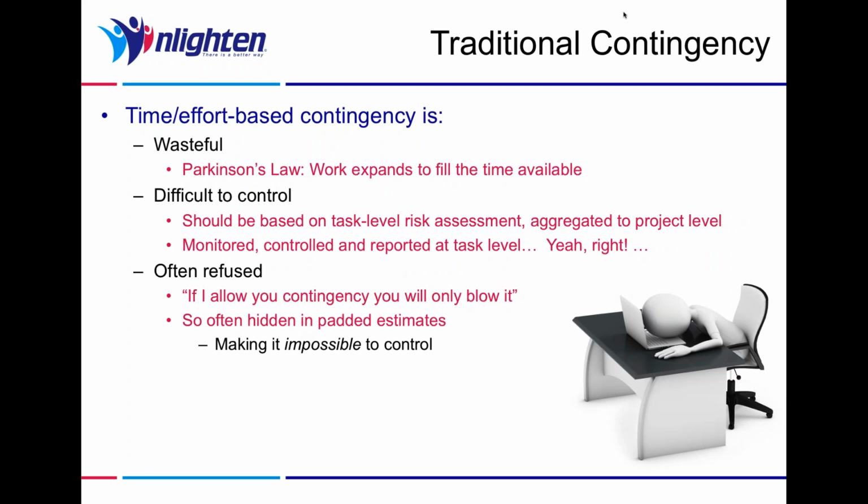So traditional time-based contingency is difficult to control anyway. In theory, according to the textbooks on how you determine how much contingency you need, what you should do is break your work down to the task level. You assess every task for risk, work out what contingency you want for each of those tasks, aggregate it up to the project level, and that will tell you how much contingency you need for your project. Yeah, right. So I've never done that. I tried once, and it was a nightmare. It just took days and days and days before I gave up.